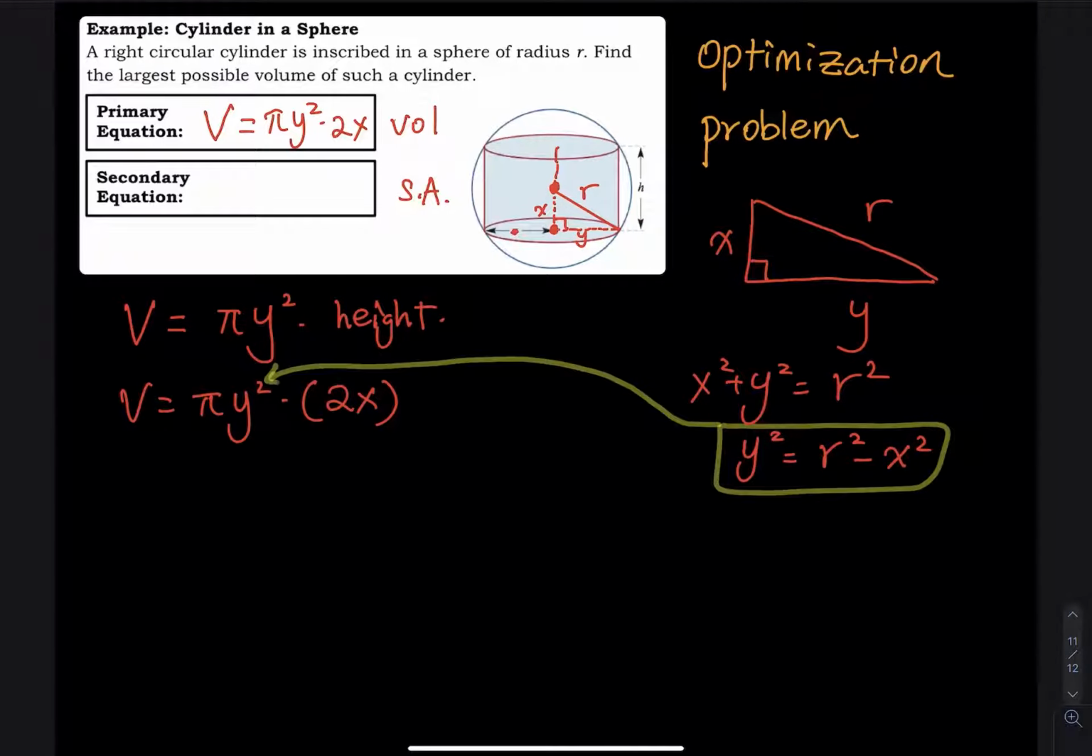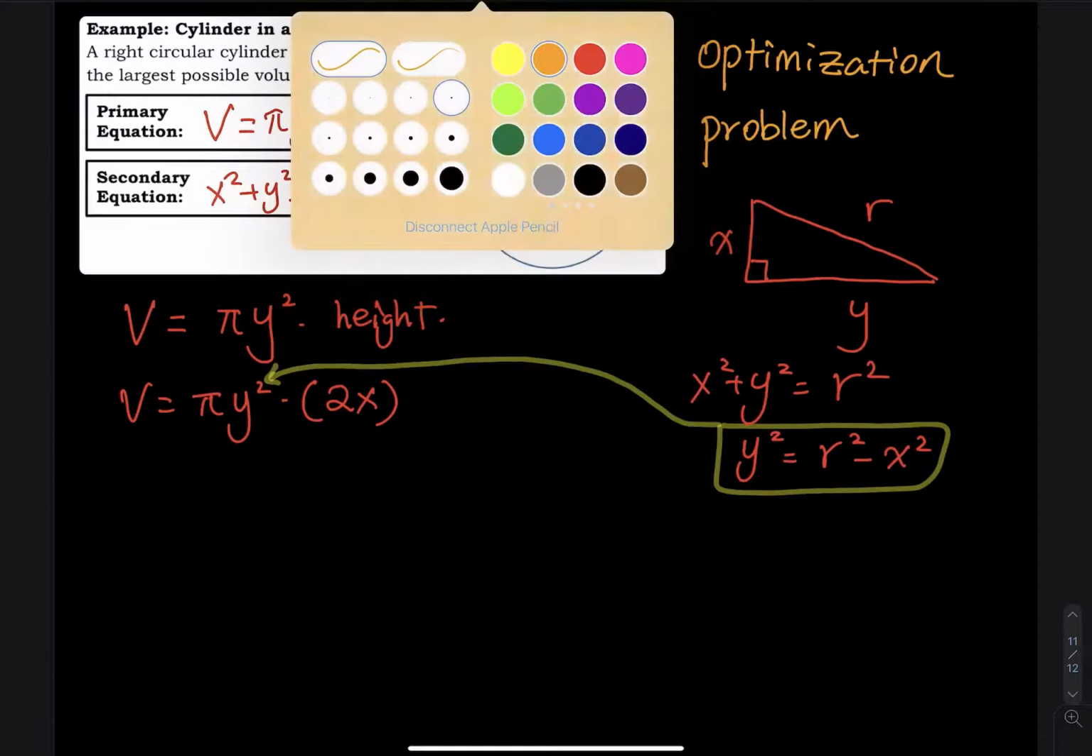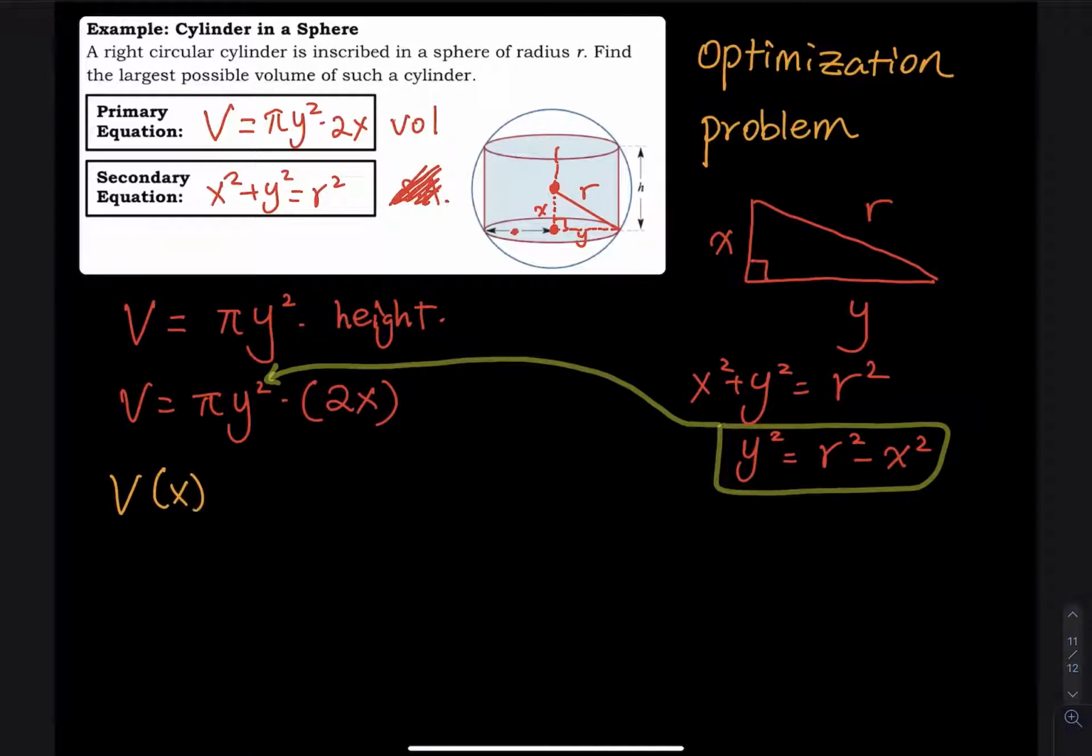And then I will rewrite my volume function. Before we rewrite that, this will be my secondary: x squared plus y squared equals r squared. That is certainly not the surface area, right? So this is not about surface area. We can just cross that out. Now my primary becomes this. V of x is equal to pi, no longer y squared, that is r squared minus x squared, times 2x. So now I am working with one function with one independent variable.